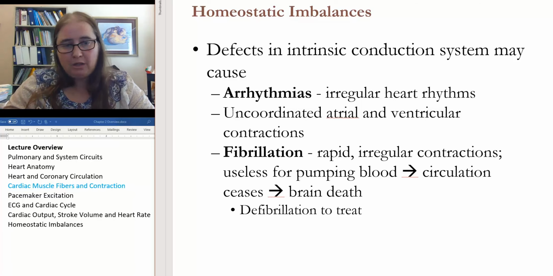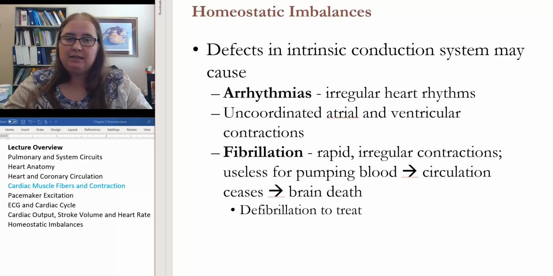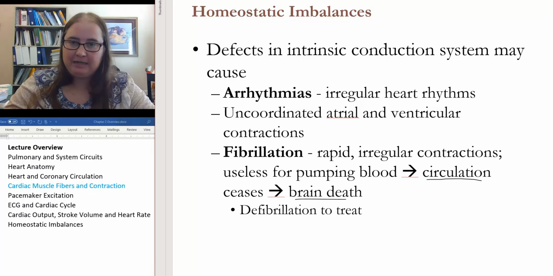Now, there's also something called a fibrillation. These are rapid, irregular contractions. They are completely useless for pumping. If it occurs in the ventricle, if you have what's called VFib, ventricular fibrillation, this can lead to circulation seizing and ultimate death. AFib, on the other hand, which is atrial fibrillation, most people can live with just fine.